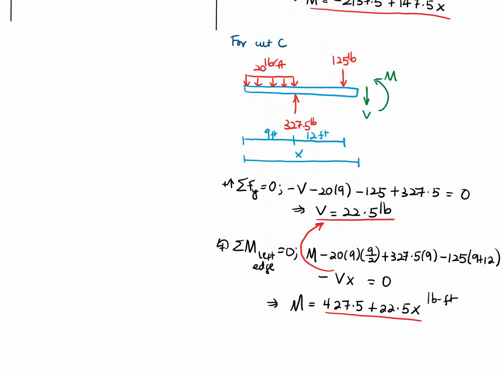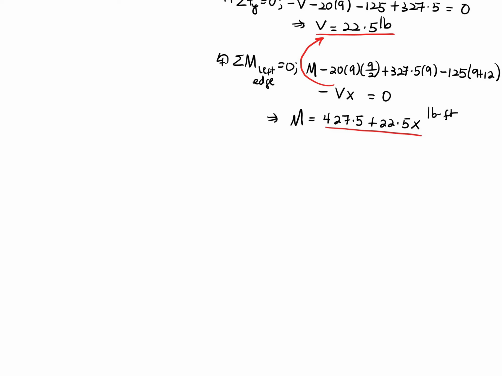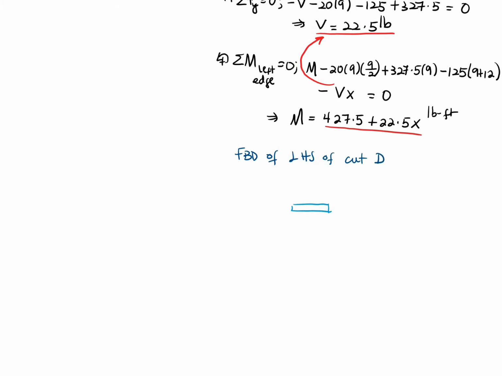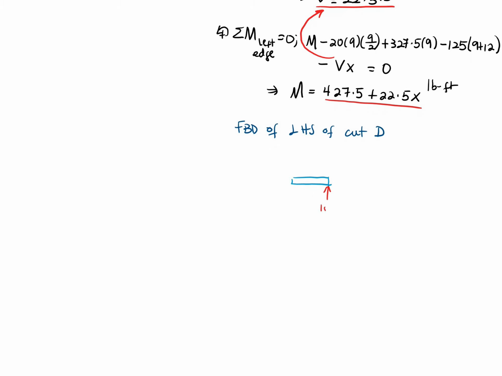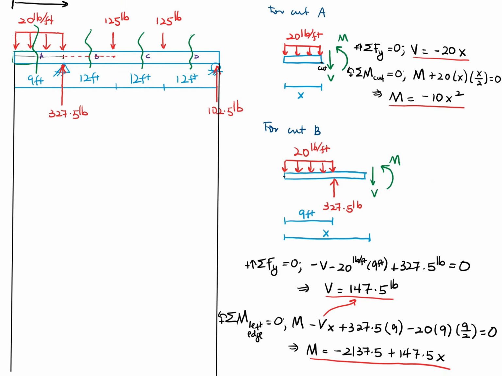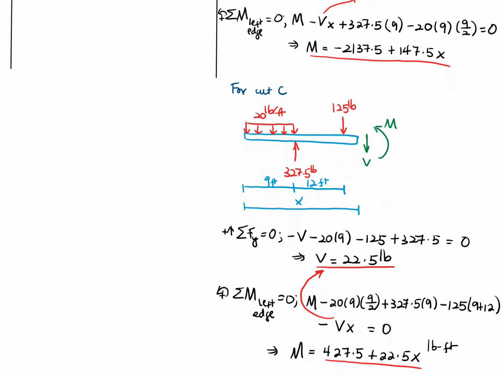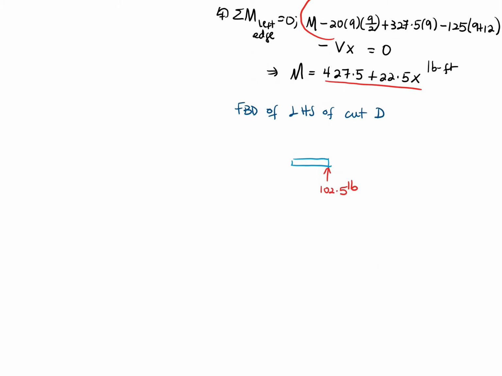So if we make a cut and we're picking the right-hand side, so FBD of the right-hand side of cut D, now we have just this little tiny piece with your reaction, which is 102.5 pounds. Going back up here so you can see it, 102.5 pounds. And then actually that's it. So now we just have our shear, and then we have our moment.